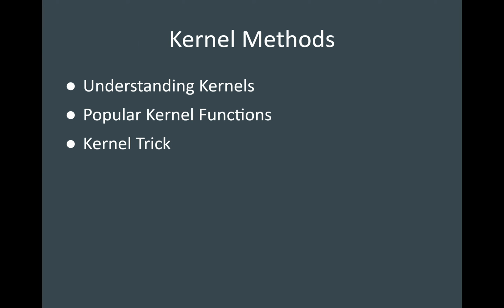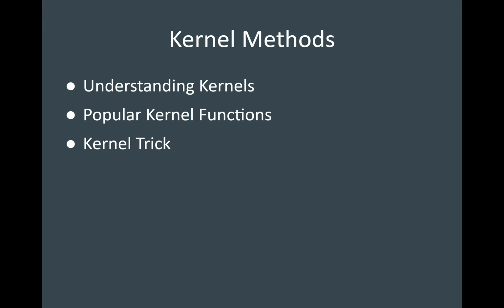So then the next topic is kernel methods. First we have to understand the kernels. Kernels enable SVM to handle non-linearly separable data by mapping input features into a higher dimensional space. This transformation makes it easier to find a separating hyperplane in the new space. Popular kernel functions are the linear kernel, polynomial kernel, radial basis function kernel, that is the RBF kernel, and then the sigmoid kernel.